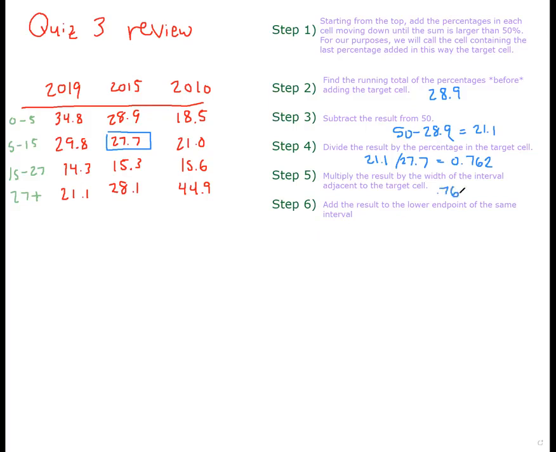All right, now I'm going to multiply that result by the width of the interval adjacent to the target cell. This is 0.762 times the width of this interval. This interval is not the same interval, so bear in mind it's not a length of 12 anymore. Distance from 5 to 15 is 10. That makes it pretty easy to get, so I get 7.62. And then I'm going to add that to the lower endpoint of the same interval. The lower endpoint was 5, so I'm going to take 5 plus 7.62. Gives me an answer of 12.62.